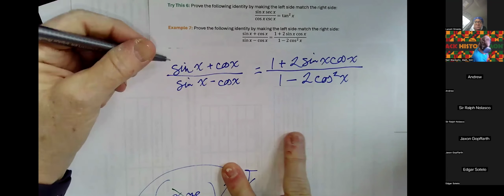How in the world are we going to start? Multiply by the denominators. I forget what it's actually called. Conjugate. Did you get it right?